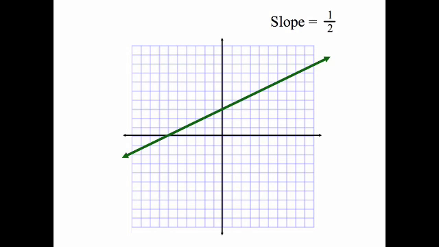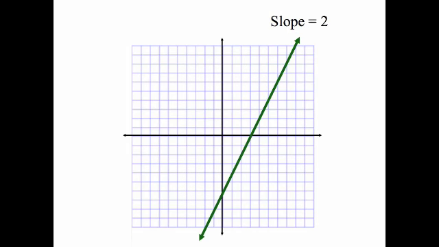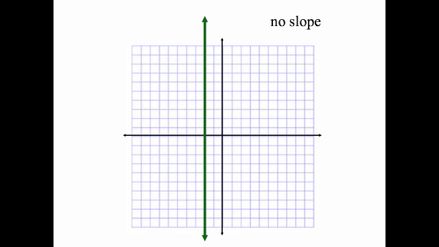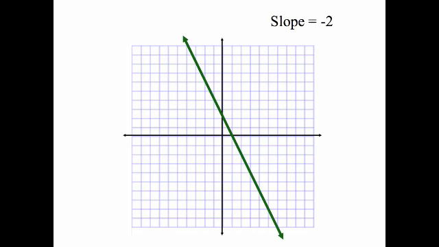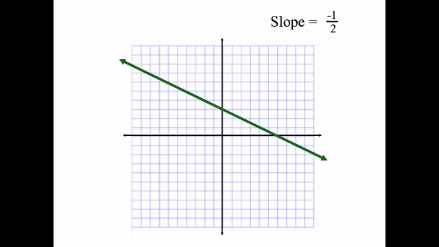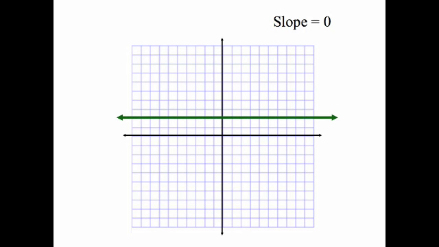This line has a slope of 1/2. This line has a slope of 2. This vertical line is said to have no slope at all. And now as we go the other direction, this line has a slope of -2. This line, -1/2. And then we get back to a horizontal line again, which has a slope of 0.